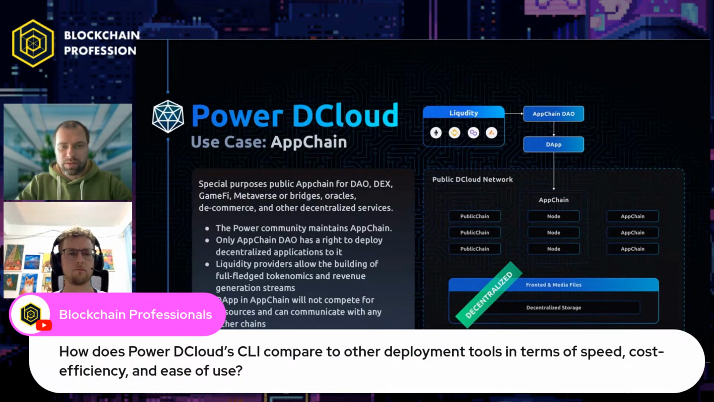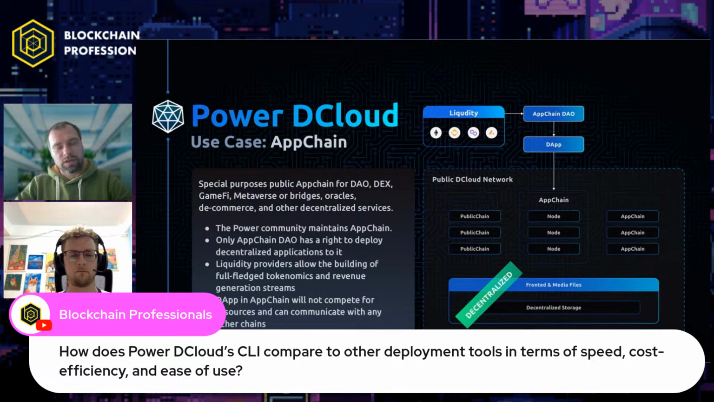How does Power DCloud compare with other tools in terms of speed, cost, and efficiency? Okay. Why do we use Power CLI and maintain it? Because other tooling is available on the market. For example, for smart contracts you can use Foundry or Hardhat, which was super popular before on the market. There is even Remix, a web-based IDE with a compiler and debugger to develop smart contracts.